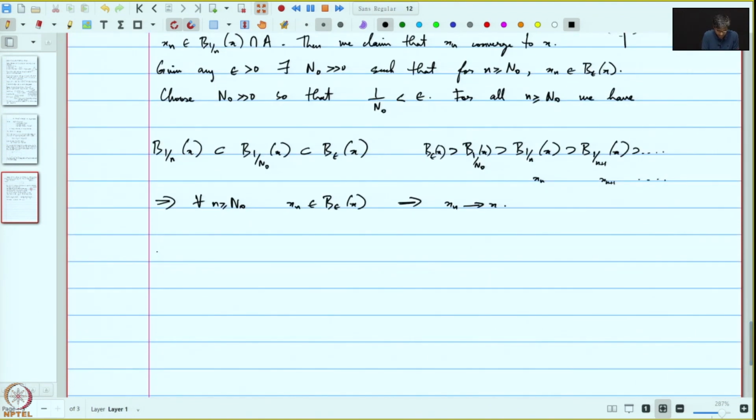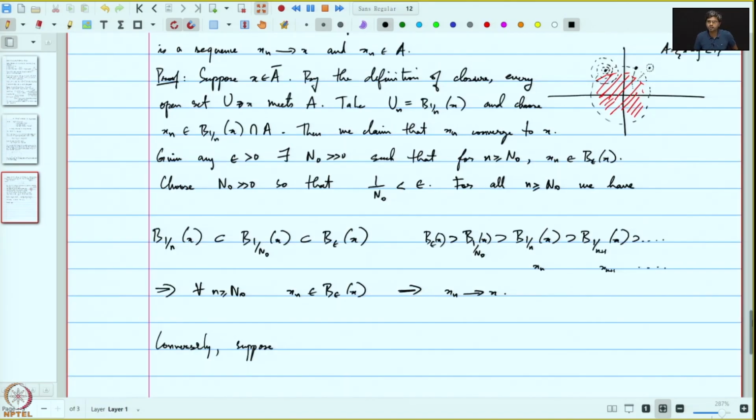Okay. So conversely, in the first part of the proof we showed that if x is in A closure, then we can find a sequence of xn's in A so that the xn's converge to x. And conversely, suppose xn's is a sequence in A such that xn's converge to x. Then we need to show that x is in A closure.